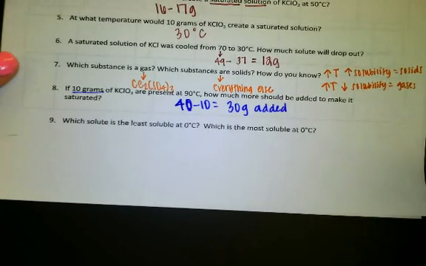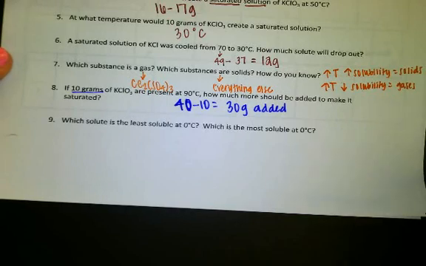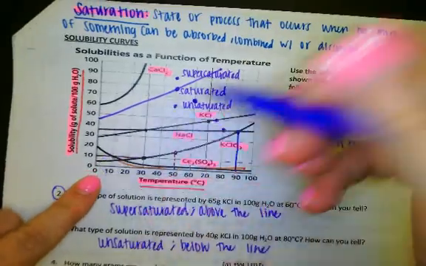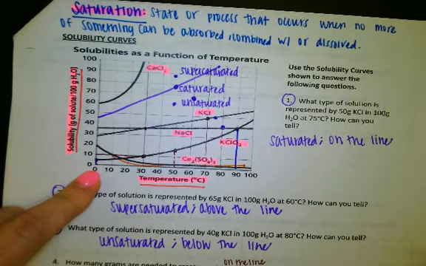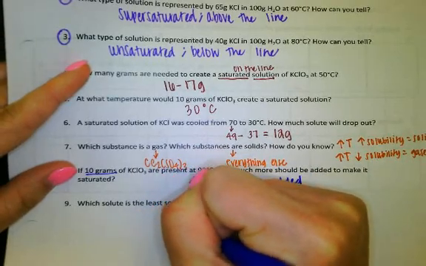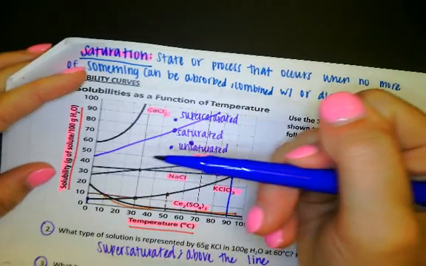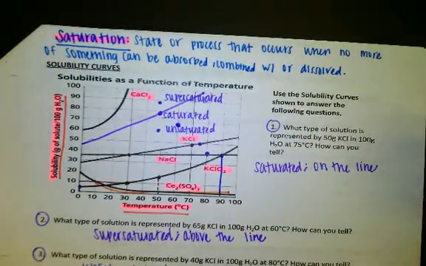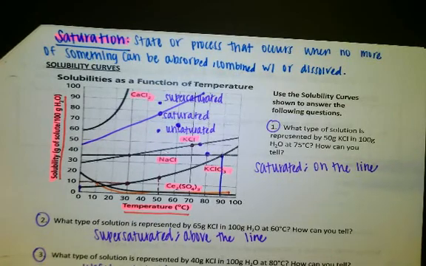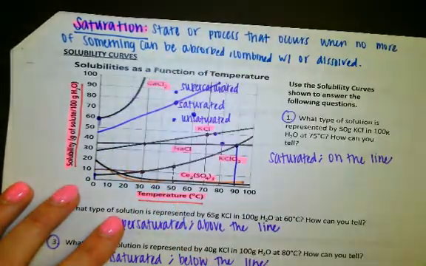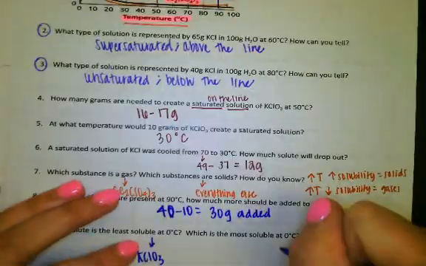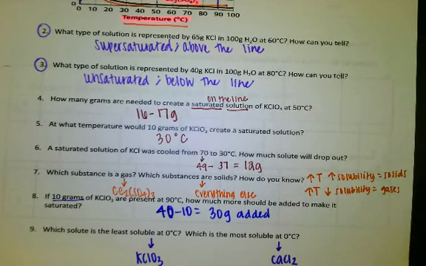Okay, last one. Which solute is the least soluble at 0 degrees Celsius? So it wants to figure out at 0 degrees Celsius, right here, when I go up, what is the first compound that I hit? KClO3. That's saying that at 0 degrees Celsius, KClO3 only has a solubility of maybe like 4 grams. That's really low. The next part of the question says, which is the most soluble? So for most soluble, I'm just going to go all the way up until my last compound, which is what? Perfect.